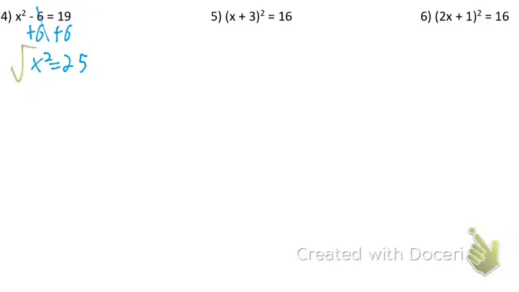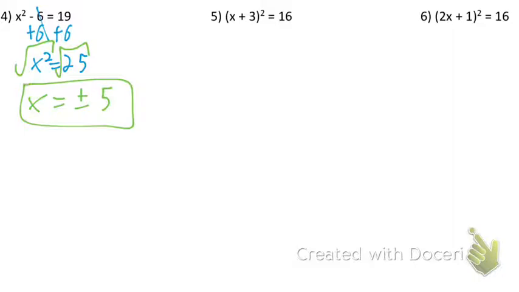Okay? So now what do we do? Square root both sides. What's the square root of x squared? X, they undo each other. What's the square root of 25? Positive and negative 5. Questions on that one?